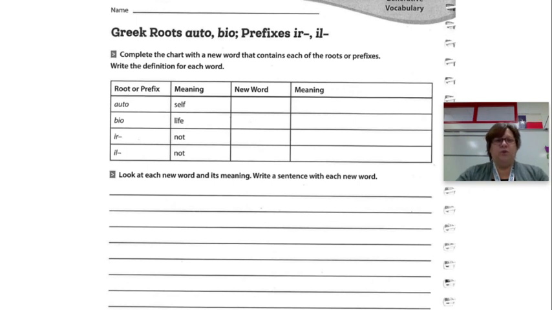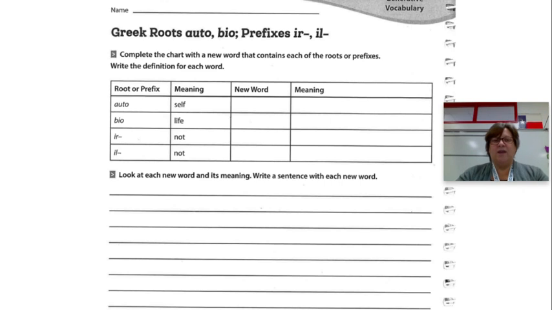So you have the root auto, the meaning self; the root bio, the meaning life; and the prefix IR, the meaning is not; and the prefix IL, and it means not. So now you need to make a new word using auto and then write the meaning down. Can you use a dictionary? Absolutely. Use it to help you if you can't think of a word.